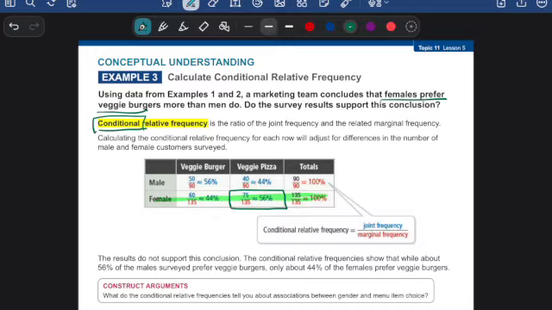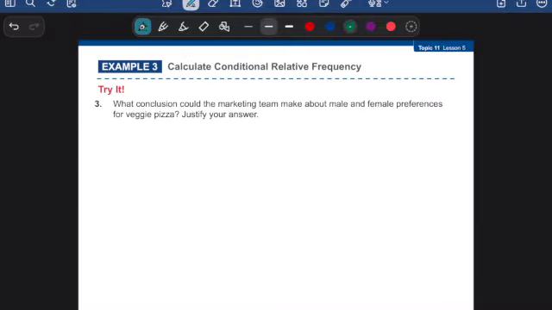So their conclusion was not supported by the data. When you're doing conditional frequency, you're going to look at a marginal frequency, not the total in the lower right-hand box. You're going to be looking at a different total from a row or a column. So what conclusion could the marketing team make about the female and male preferences for veggie pizza?